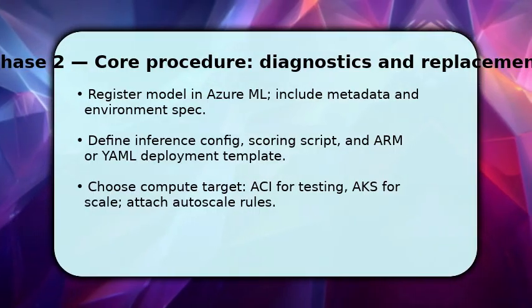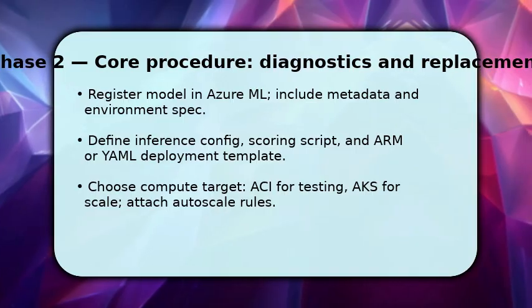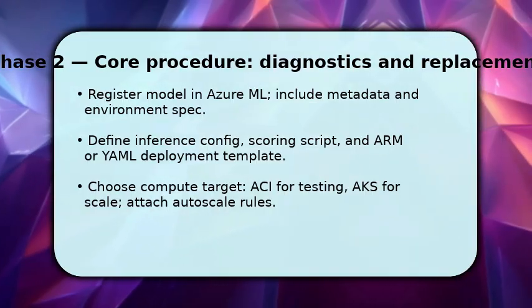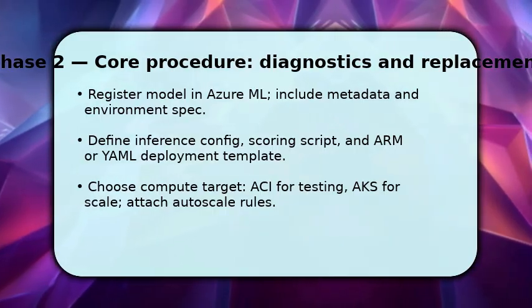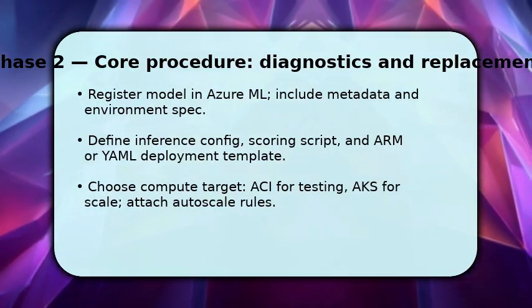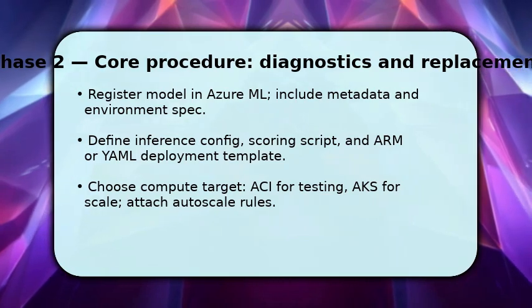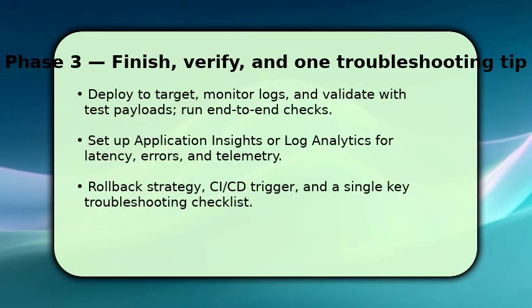Define a deployment template, ARM or YAML, for the target. Select Azure Container Instances for quick tests or Azure Kubernetes Service for production scale, and configure. You deploy the model to the chosen target and then validate it with representative test payloads. Confirm outputs, latency, and throughput meet SLAs.